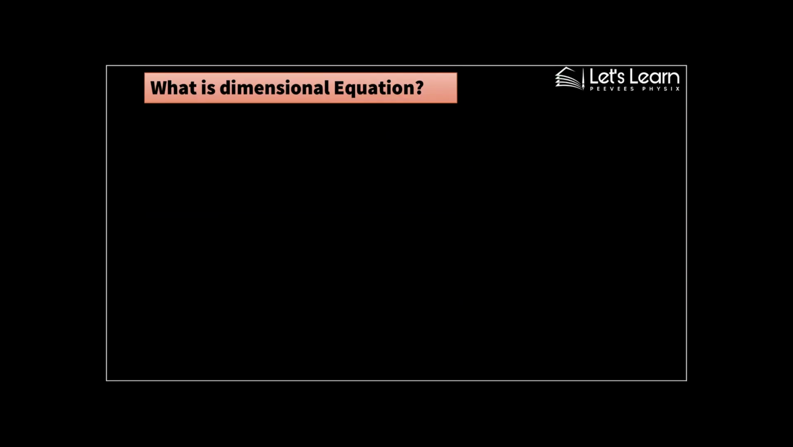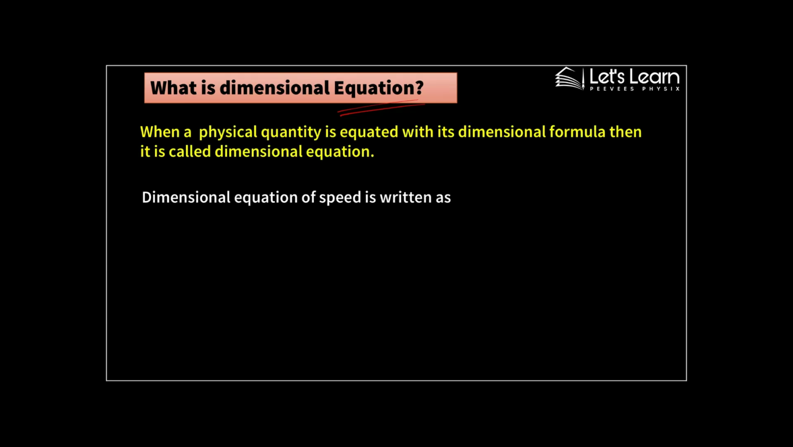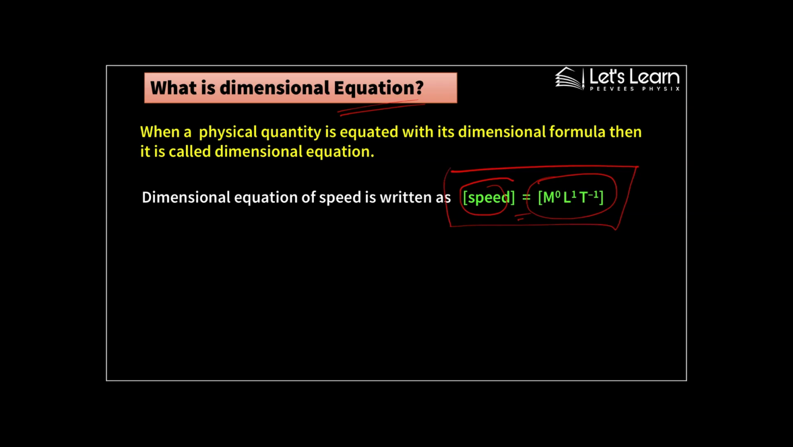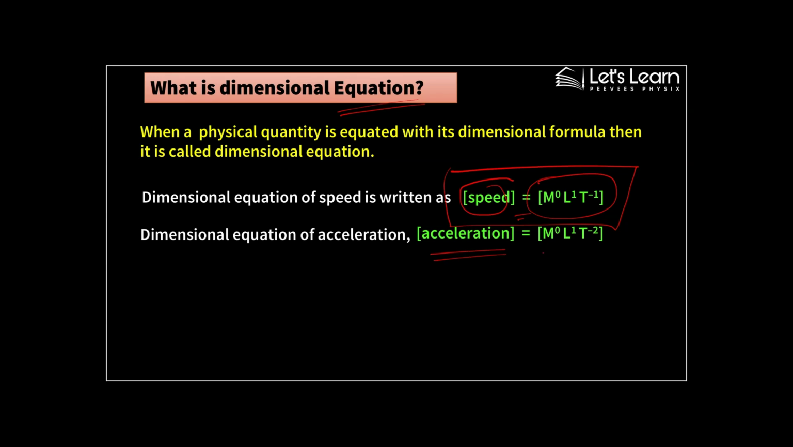What do you mean by dimensional equation? It is an equation showing the dimensional formula with the physical quantity. So this is a dimensional equation. Dimensional formula of speed equals M to the power of 0, L to the power of 1, T to the power of minus 1. Another example, the dimensional equation of acceleration. The dimensional formula of acceleration is this. Showing the dimensional equation of force, we did before.